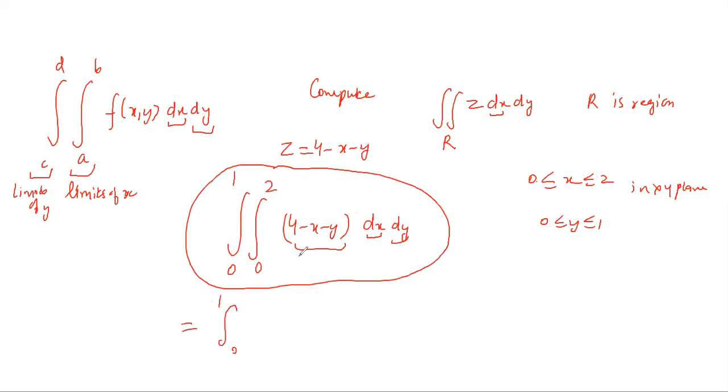So this is 0 to 1. Tell me the value of this integral: 4 minus x minus y, with respect to x you have to integrate. So this way you will get 4x minus x square by 2 minus xy, because y is also a constant for x, so it will be x into y, and 4x. That is what the inner integral is.